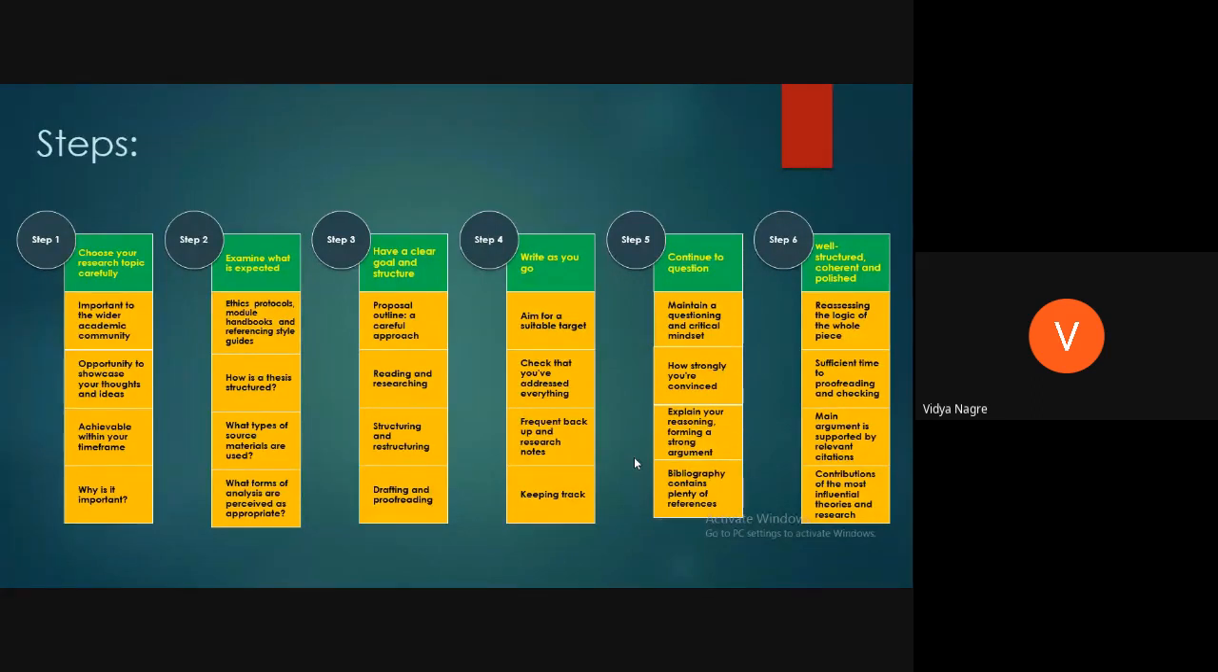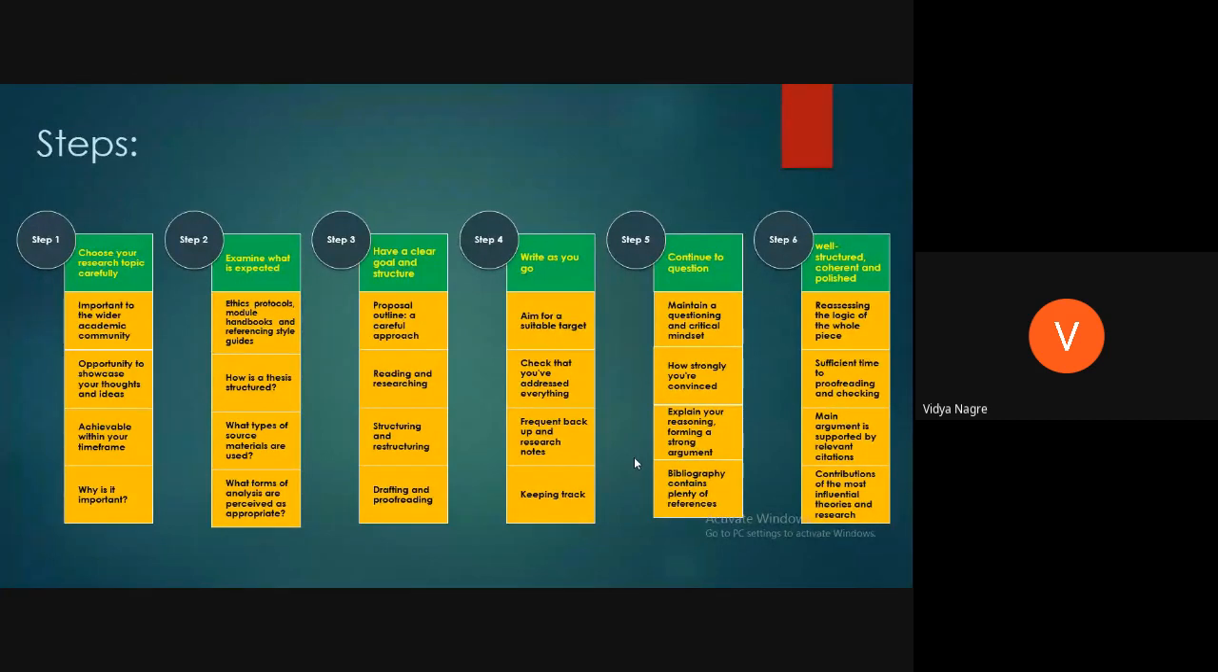Continue to question whatever you are writing. Maintain a questioning and critical mindset. Do not always believe whatever you are writing. None of us are masters on day one. It takes time and effort and a lot of flow of knowledge to grow in expertise, right? So always question whatever statement you have made. Is it correct? Is it foolproof? Is there any other interpretation? Is it ambiguous? Is it leading the reader in the direction that I want them to go?